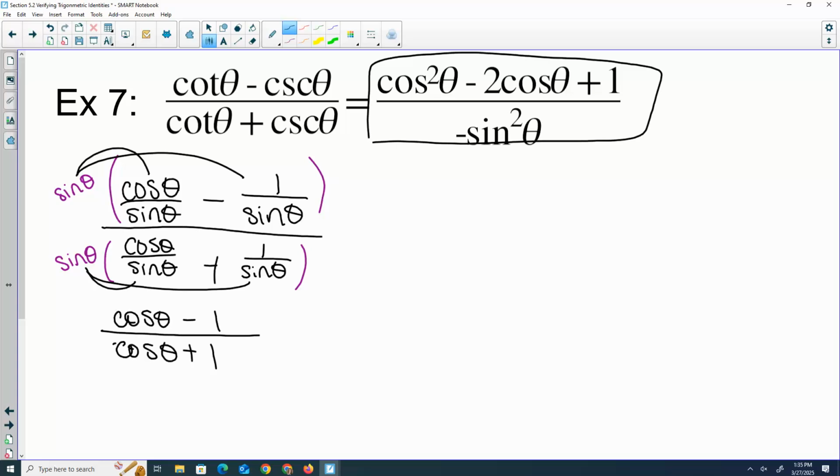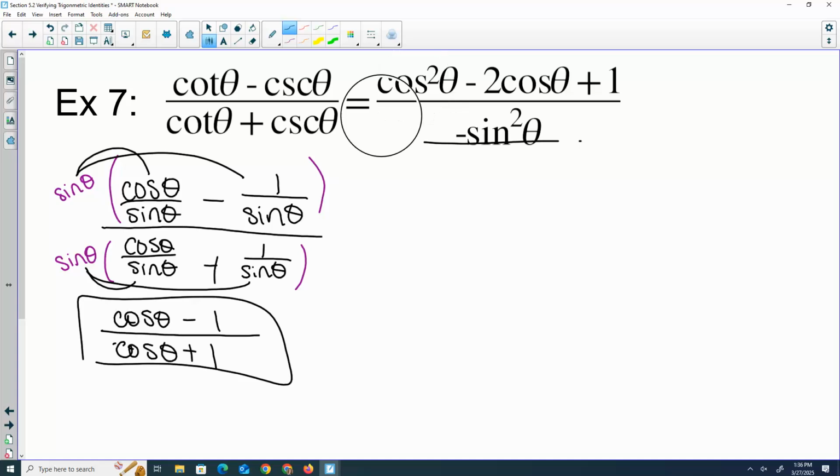Any thoughts on how to get from there to where I'm going? No? So what can we do if we get stuck? Don't just get mad and erase all your work. We're going to go work the other side and see if we can get it to be the same. Notice how everything I'm looking for is cosines.